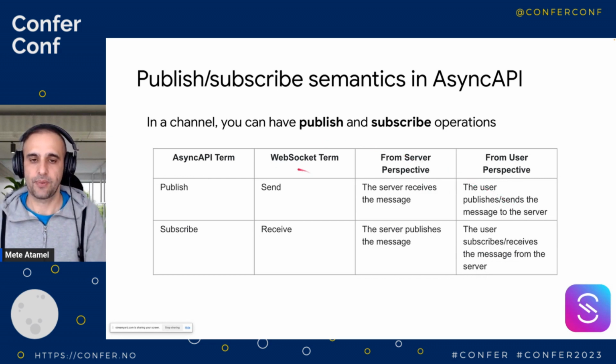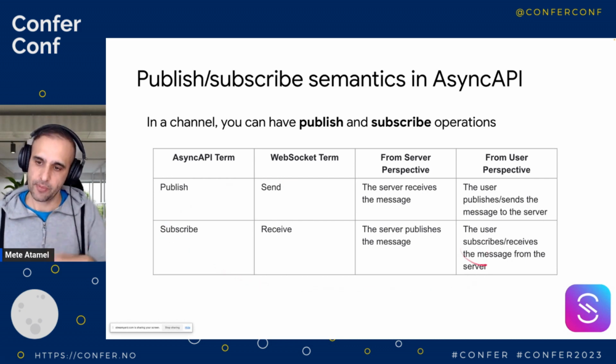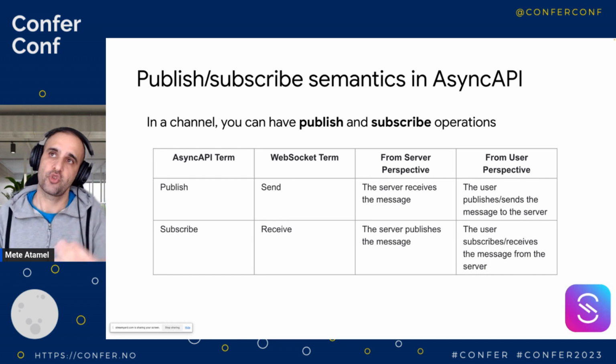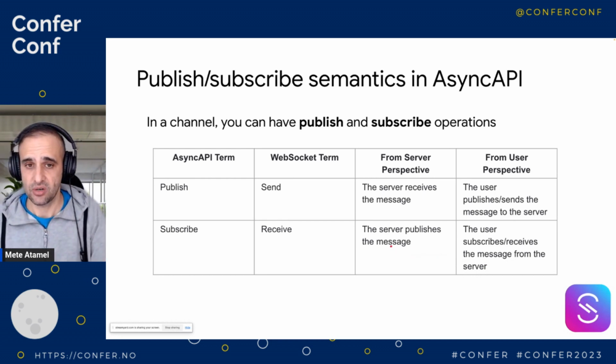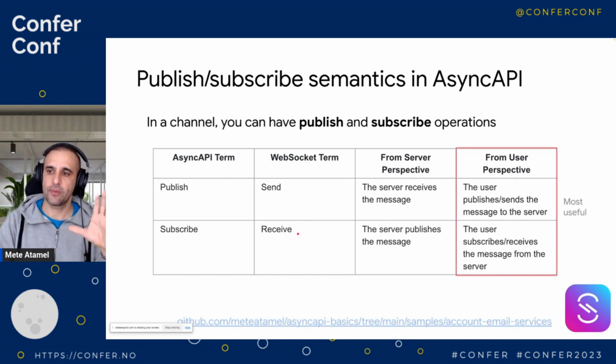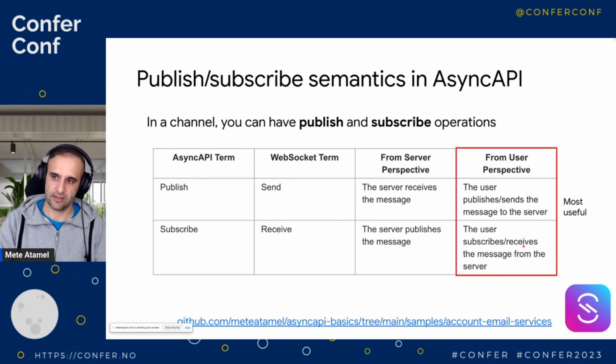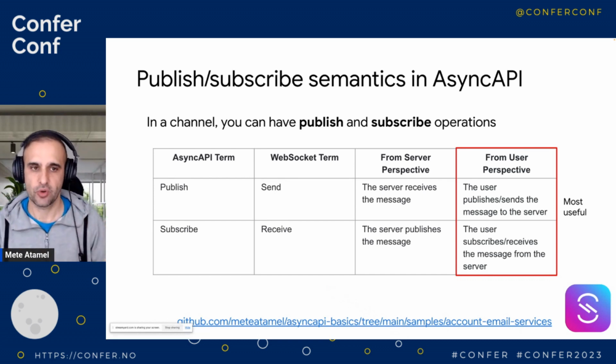And in WebSocket, for example, this is more like a send. On the other hand, if you look at the subscribe term in async API, from the user's perspective, this means the user subscribes or receives messages from the server, whereas from the server's perspective, it means the server publishes the message, right? And again, in WebSocket terms, this is more like a receive. So this can be confusing. My recommendation is to think of it from the user's perspective, because this matches more with the async API terms. This is most useful. And if you go to this link, I show you a sample example and how to take that and convert it into publish and subscribe terms of async API.